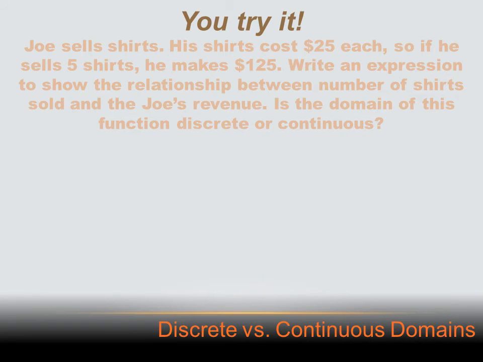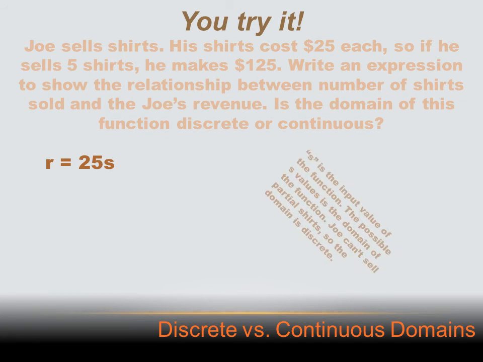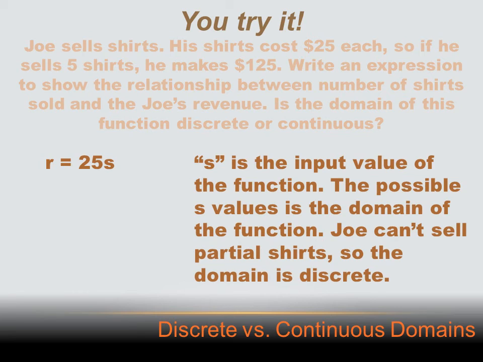Now Joe's selling some shirts and he sells them for $25 each, and you can tell that his revenue is going to equal the number of shirts he sells times $25. So we could write a function that said that. We could say that his revenue, or his total sales, equaled $25 times S, the number of shirts he sold. And in this function, S is our input value, and all the possible values of S that we could input into this equation would be the domain of the equation. So we've got to ask ourselves, is that discrete or continuous?